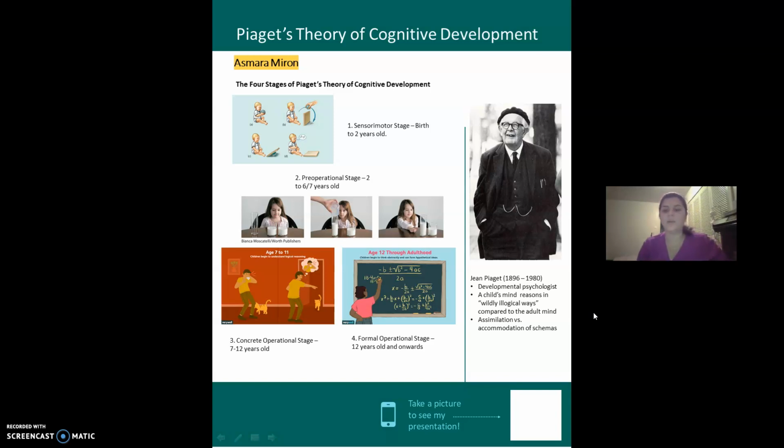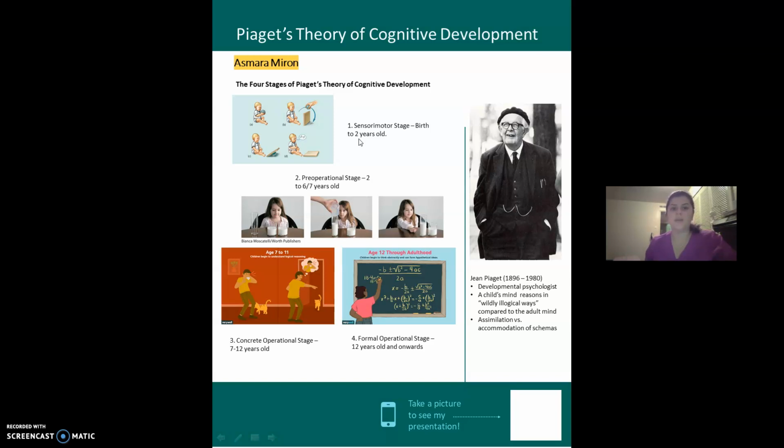And then when he's talking about accommodating our schemas, he's referring to how we accommodate our schemas or our understandings to incorporate new information provided by new experiences. So that brings us to the four stages of his theory of cognitive development. And the first stage is the sensorimotor stage, which occurs between birth and 2 years old.